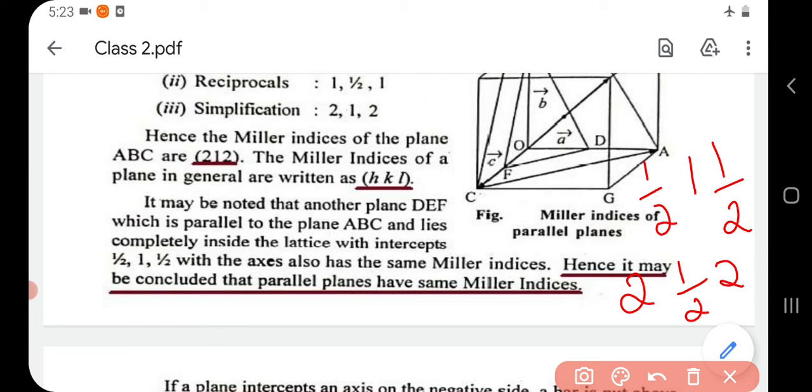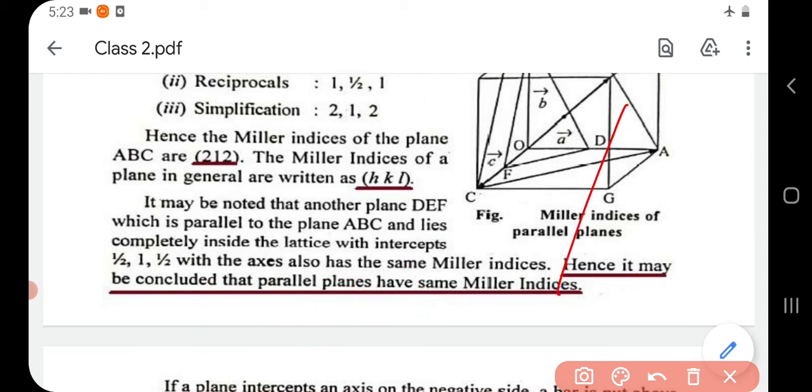To remove the fraction, you have to multiply it with 2. But taking the reciprocal, this will be 1 itself. There are no fractions involved, so there is no need of multiplying. So what will be your Miller indices? It will be 2 1 2, just the same as what we got before. So hence it may be concluded that parallel planes will have the same Miller indices.